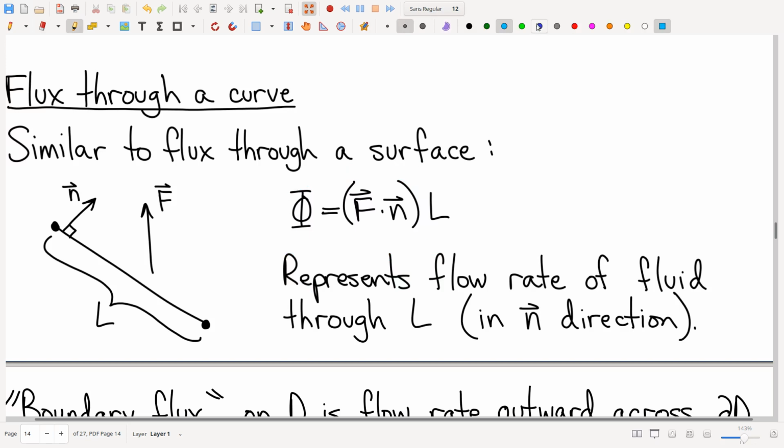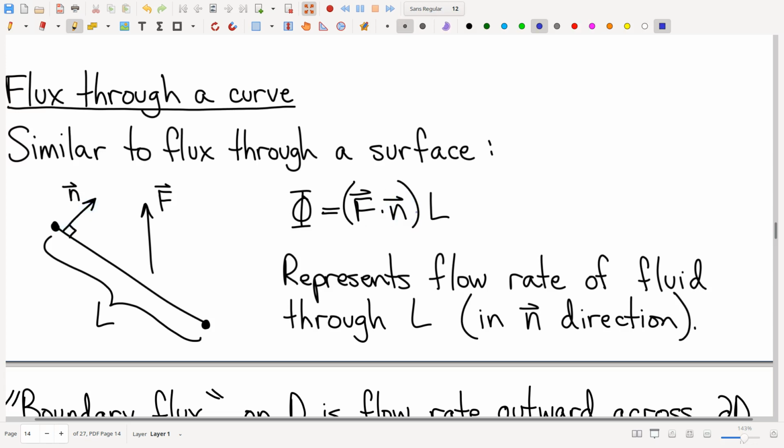Notice that all we are actually interested in is the part of the fluid flow that is in the direction perpendicular to the curve, right? To whatever extent the fluid is flowing parallel to the curve, it's not going through the curve at all. We don't care about anything happening parallel to the curve. We're interested only in what's going through the curve, namely perpendicular, and that's why we dot with this unit normal vector.